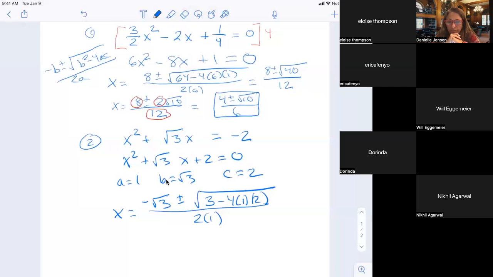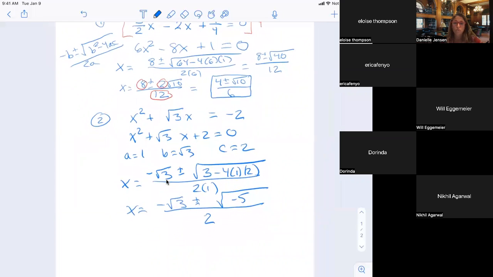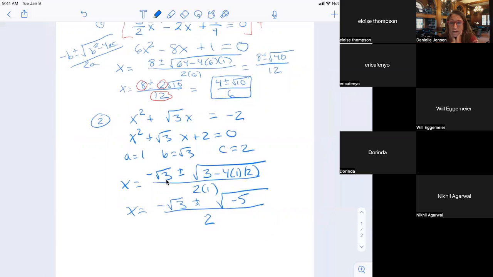There will be a negative number, so you need to use i. Yes, exactly. So you have negative root 3 plus or minus the square root of 3 minus, oh, that's not 12 times 4, it's 2 times 4. So 3 minus 8, so it would be negative 5, over 2. And the only thing you have to know is what does a negative under a square root come out as? Whenever you see a negative under a square root, it should come out as what?